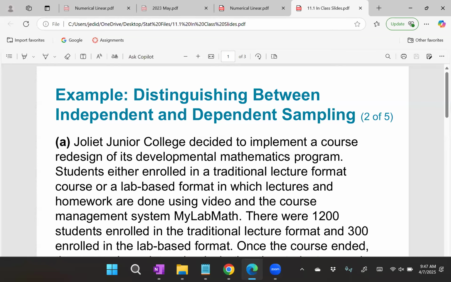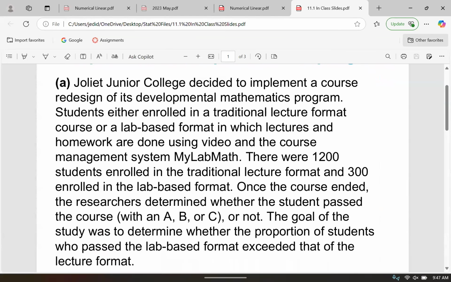So, put my slides here. We have two examples. We're going to decide if these are independent or dependent samples. We're going to get one of each. Joliet Junior College has decided to implement a course redesign of its developmental mathematics program. Students either enrolled in a traditional lecture or a lab-based format. There were 1,200 students enrolled in traditional and 300 in the lab. Once the course ended, the researchers determined whether the students passed the course. And the goal is to see whether the proportion of students who passed is different for each section.